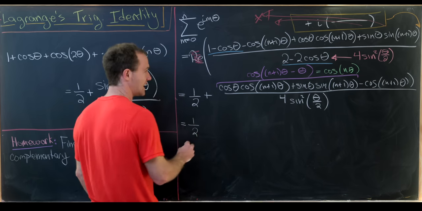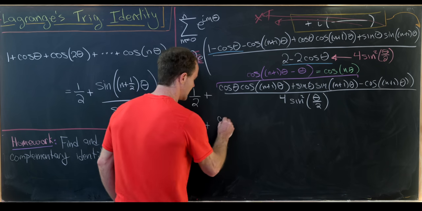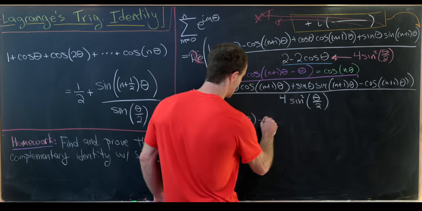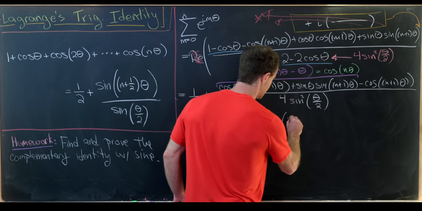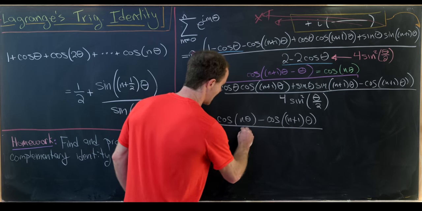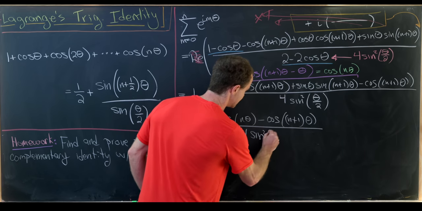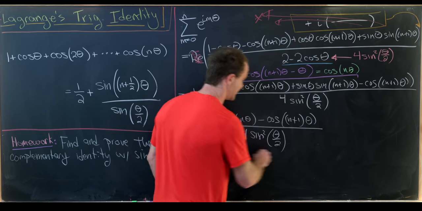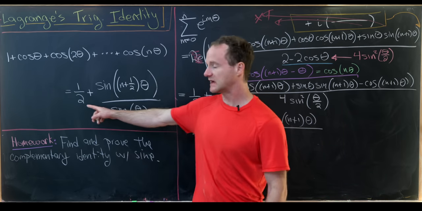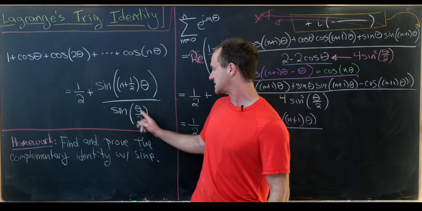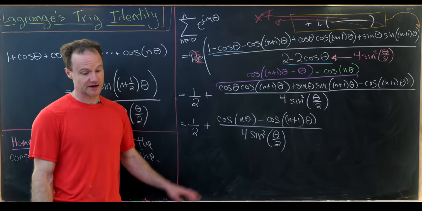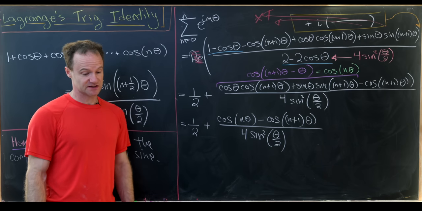So we're left with 1/2, and now we have plus the cosine of n theta minus the cosine of n plus 1 times theta. And then this is all happening over 4 times sine squared of theta over 2. So keeping in mind what our goal is, we've taken care of the half. We have a sine theta over 2, which is starting to look like what we have in the denominator over here, but not quite just yet.